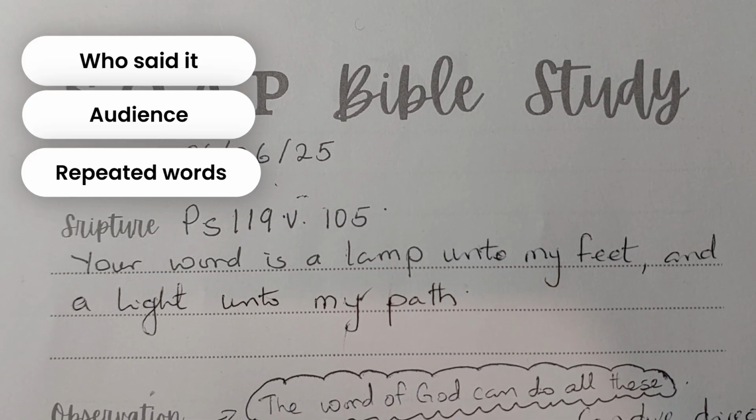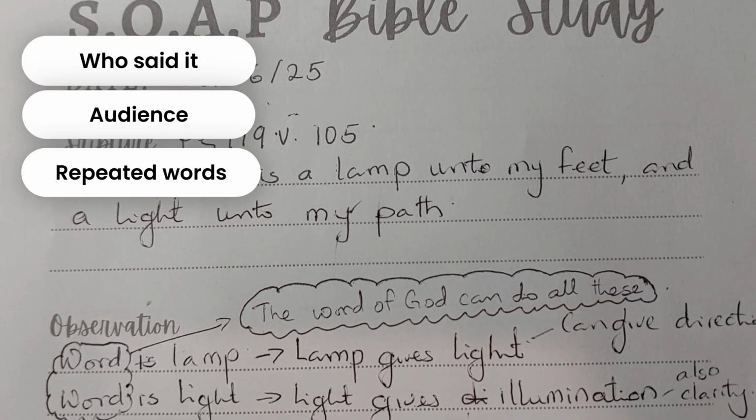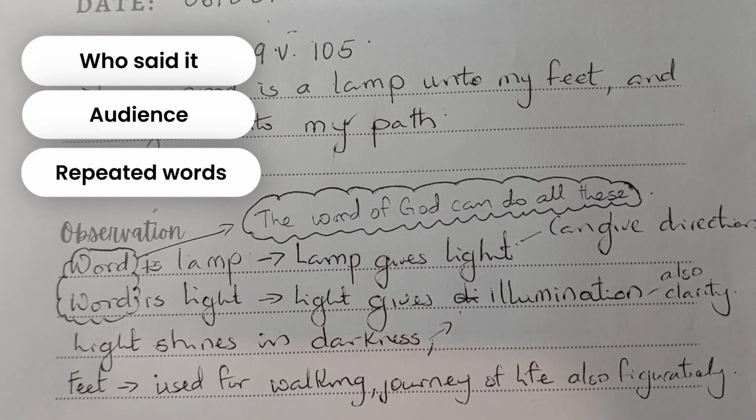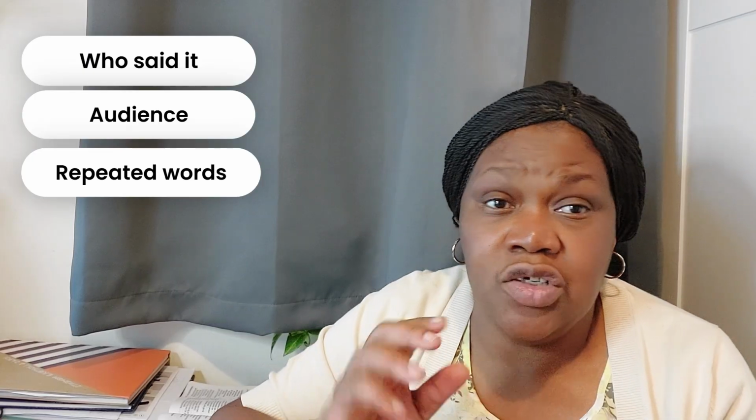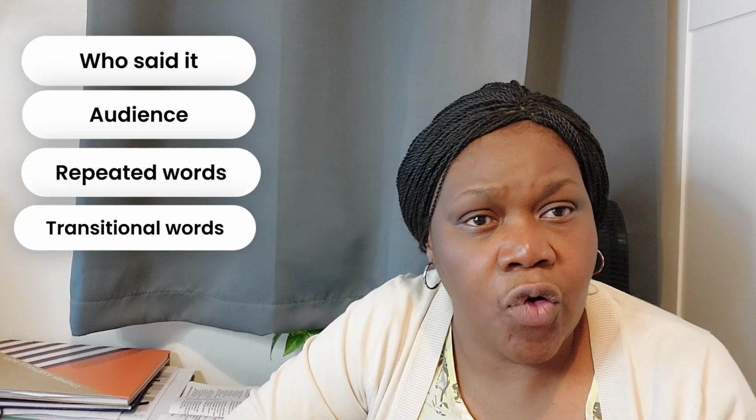Then you look at whether there are some words that are repeated in there, which may show you that there is some emphasis being laid upon a certain word or an incident in the setting, what made that verse to be said. And you also want to look at whether there are any transitional words such as therefore. Let's say the verse started with therefore. That suggests to you that it is a consequence of what they were talking about. So you may want to pay attention to why they said therefore.